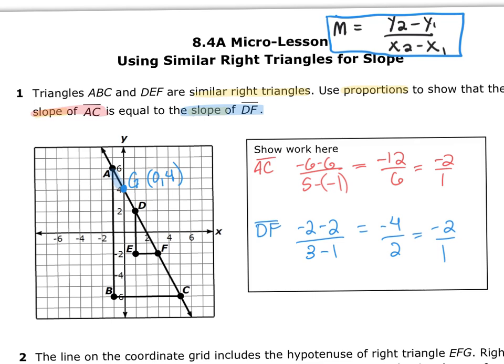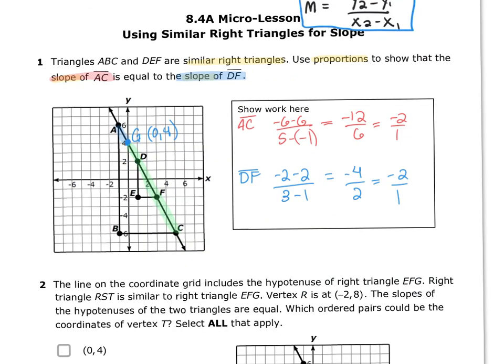And then what about the line segment from G to C? Would that also have a slope of -2, or would it have something different? Talk with your partner. I'm curious what you think. Would the slope be different, or would it be the same if I calculate it using point G instead of the other points that I just used?